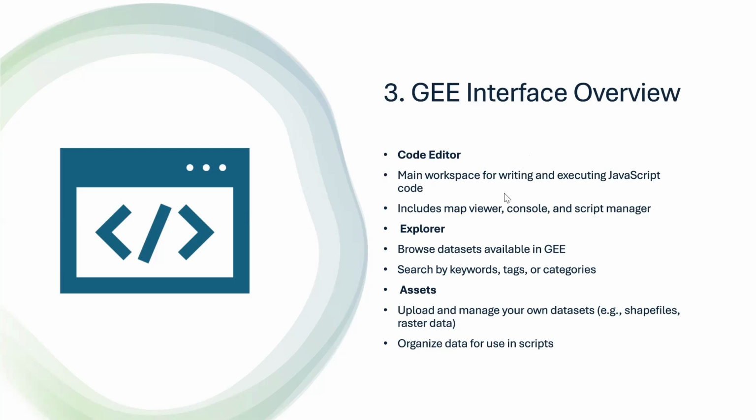Then the last thing that we have is assets. So assets, these are what we have uploaded. For example, you want a shapefile. Yeah? You want to clip a satellite image to your field of study, which is your area of study. You just upload a shapefile, and then you can use it to clip the satellite image, right?